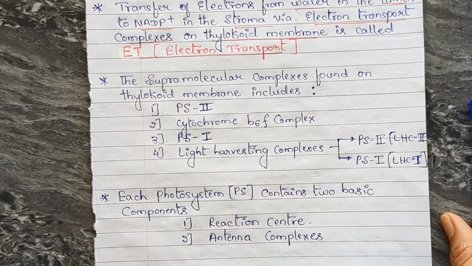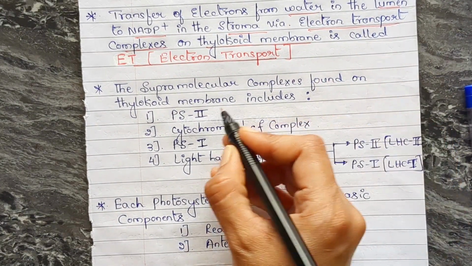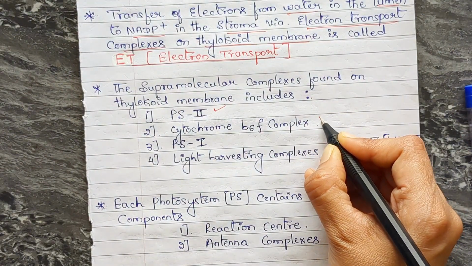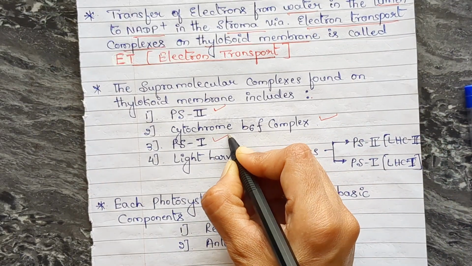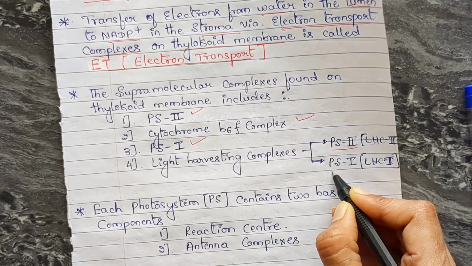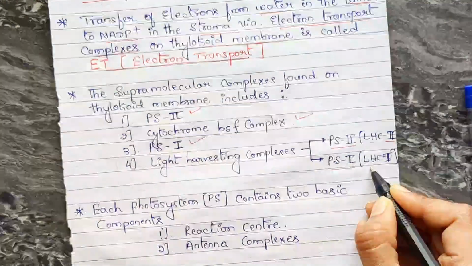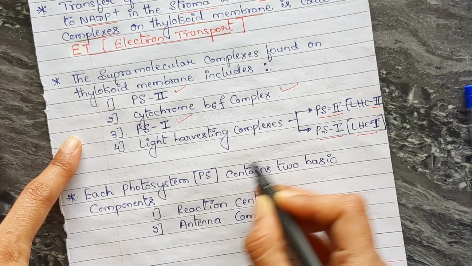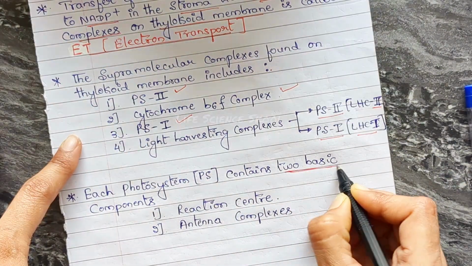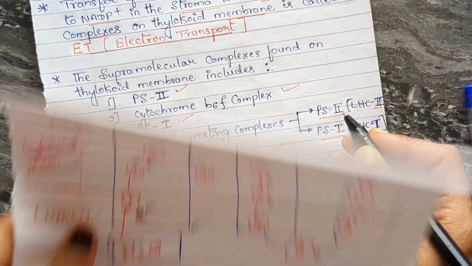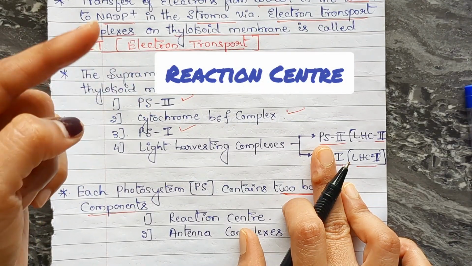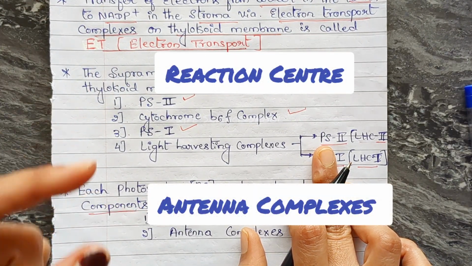Next, the supramolecular complexes found on the thylakoid membrane include photosystem 2, cytochrome b6f complex and photosystem 1, and there are light harvesting complexes, LHC2 and LHC1. Each of these photosystems consists of two basic components, that is the reaction center and, second, the antenna complexes. These two are important.